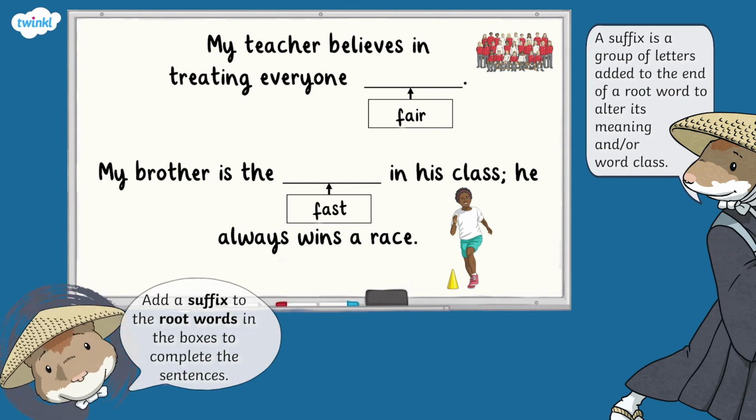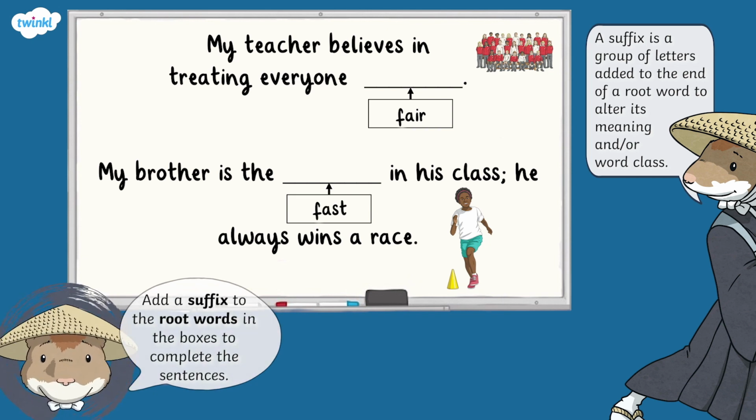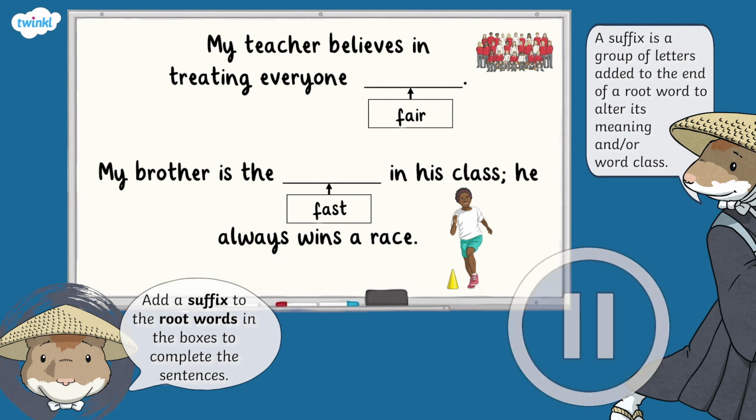This next question asks us to add a suffix to the root words in the boxes to make new words and to complete the sentences. My teacher believes in treating everyone fair. My brother is the fast in his class. He always wins a race. Pause the video here and think about what the answers could be. You might want to write your answers down on a whiteboard or on a piece of paper, or be ready to say them out loud. Press play again when you have had enough time.